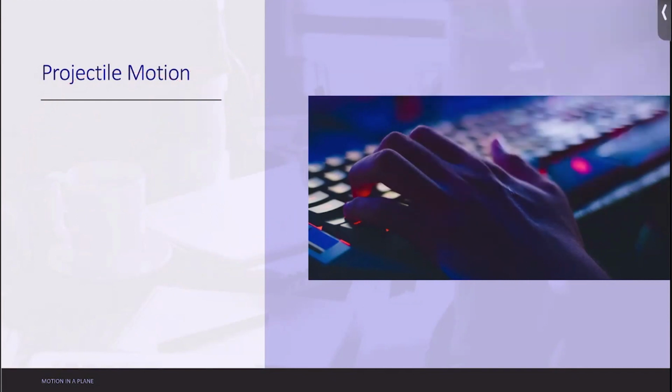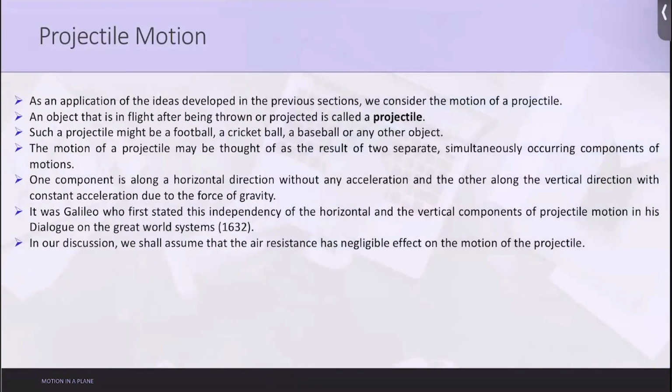Now please put all the attention here, because many new formulas will come up. Kinematic equations would be used. We will use them directly in the examples, so we should understand how these equations have been derived. Okay, fine. So let us start projectile motion.